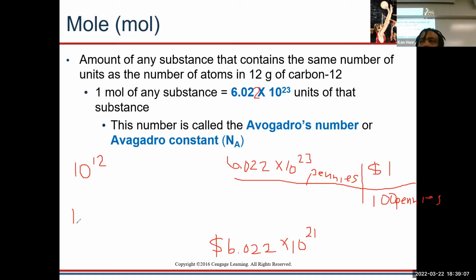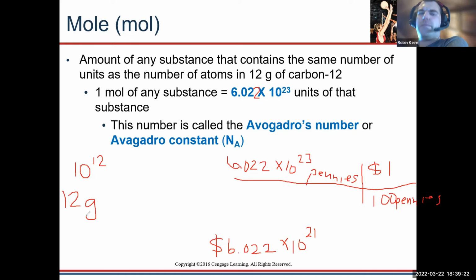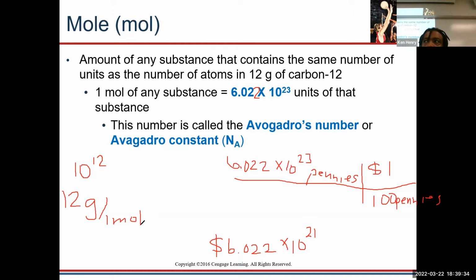So would 1 mole of nitrogen atoms be 14 grams? That's right. One mole of nitrogen atoms is going to be 14 grams. Yes, because if you look at the periodic table, carbon weighs 12. It's 12 grams per mole. Nitrogen is 14, so that's going to weigh 14 grams for 1 mole.